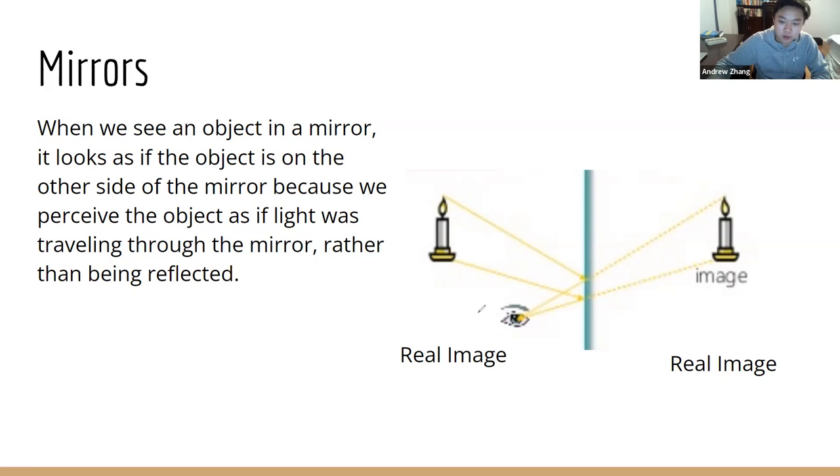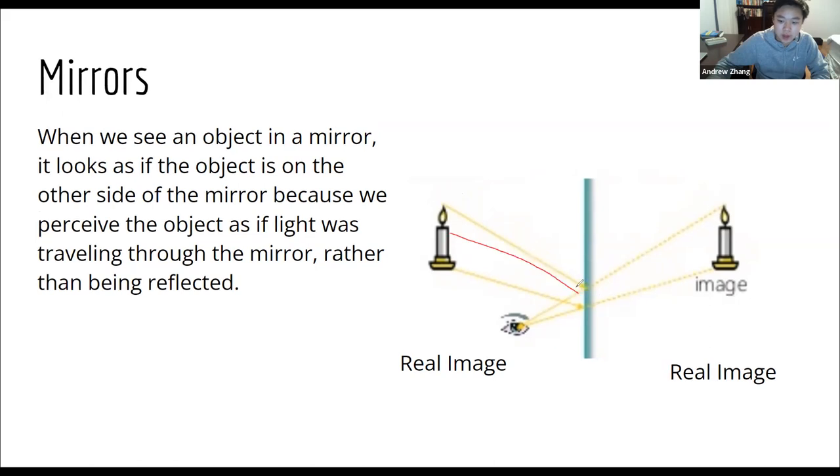But basically for mirrors, you can see how light will travel from the candlestick to the mirror, and then it'll reflect. When it reflects and hits your eyes, your eye will basically see it as if it were through the mirror. Obviously, we know that it is not actually inside or across the mirror. It's just behind us over here.